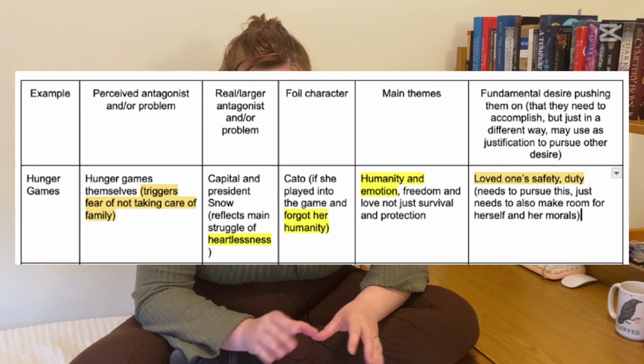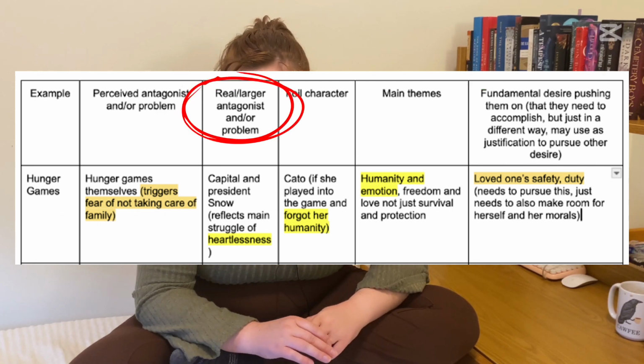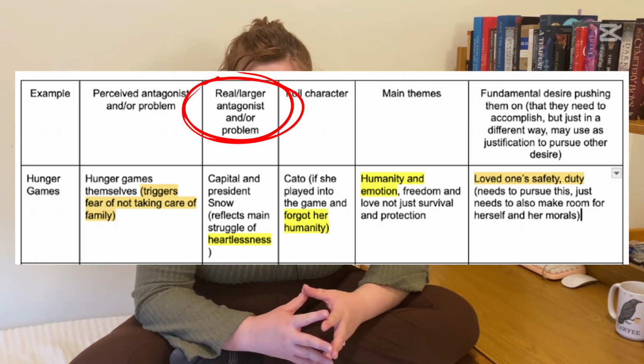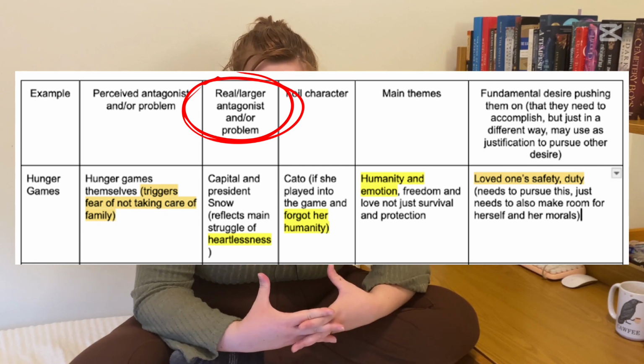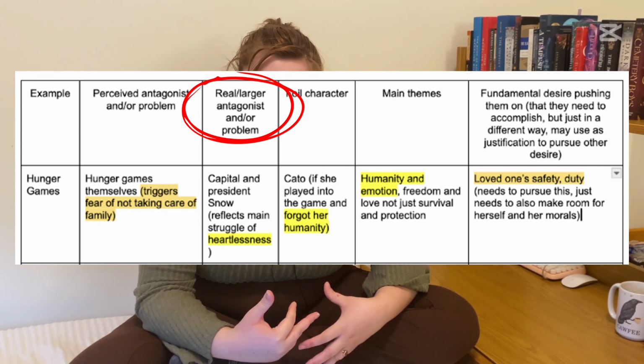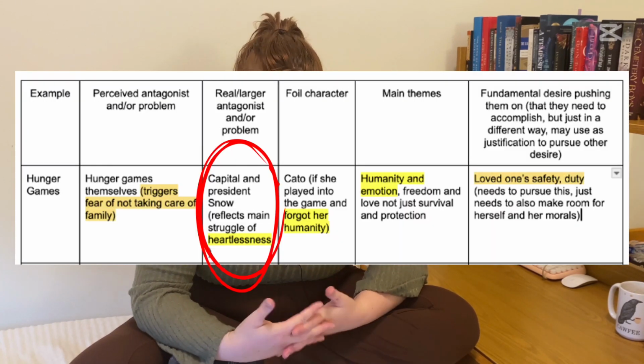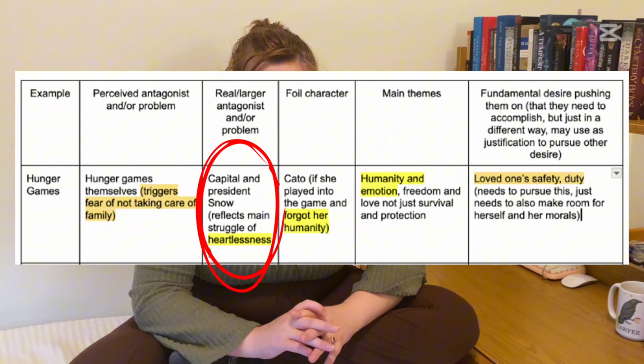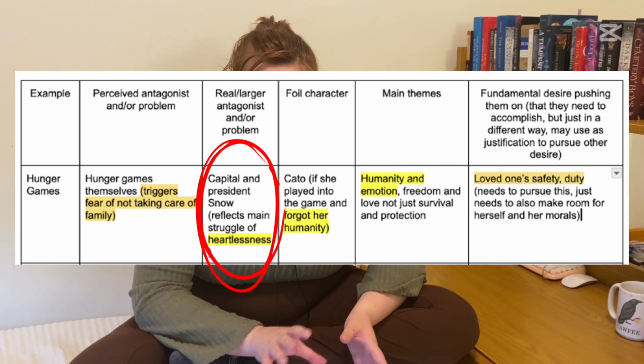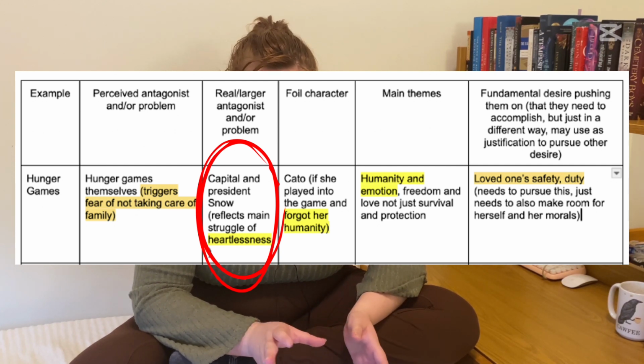So the next category is the real or larger antagonist and or problem. I mentioned that the Hunger Games themselves are actually caused by something greater. When we think of the real villain or the larger villain or the cause of this problem that the character can easily see, we think of the Capitol and President Snow. He is the one to actually cause this whole problem in the first place. He's the one in control.